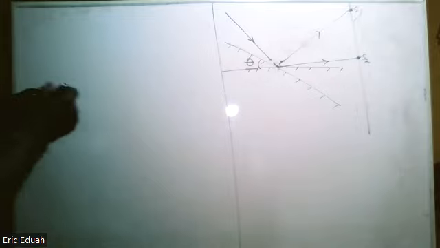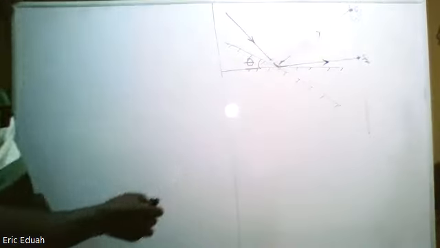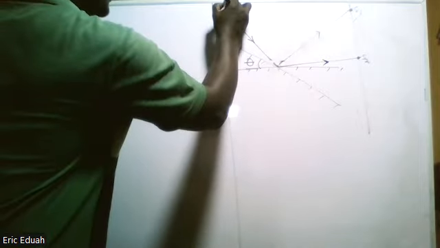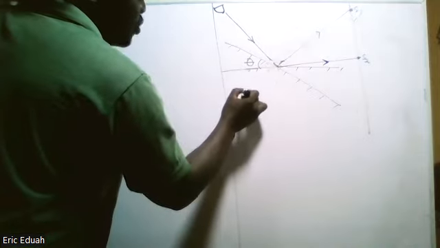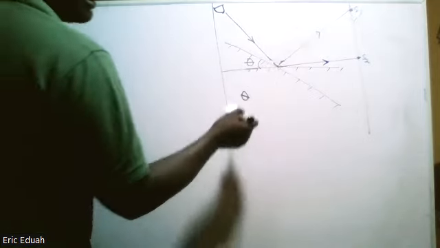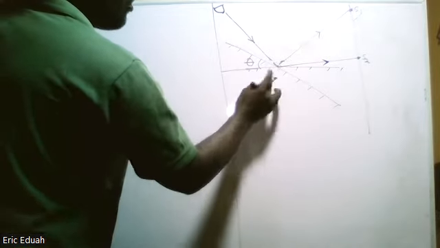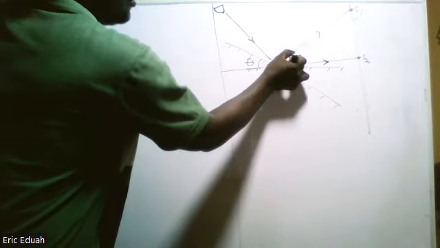So this is the first reflected ray. This is the second reflected ray. For mirror rotation, we are not changing the source. The source is always there. But you know that when you rotate a mirror through an angle theta, the angle between the reflected rays would always be equal to 2 times the angle of rotation. So this would be 2 theta.